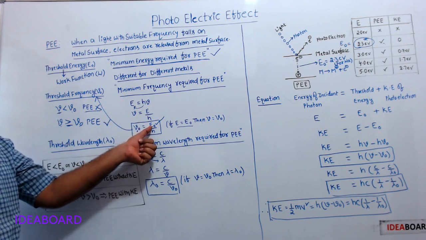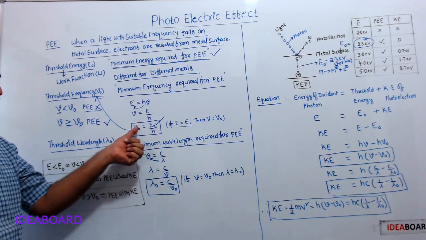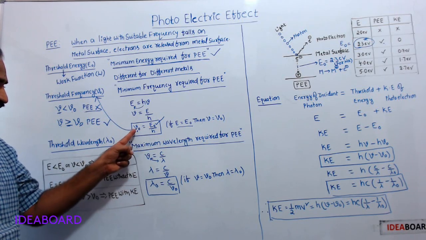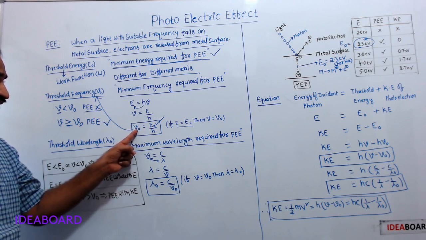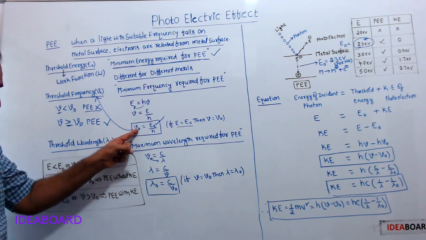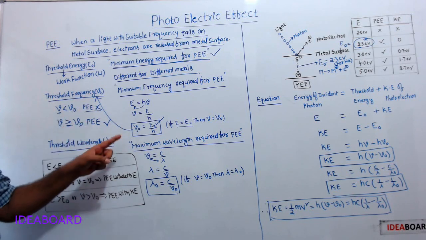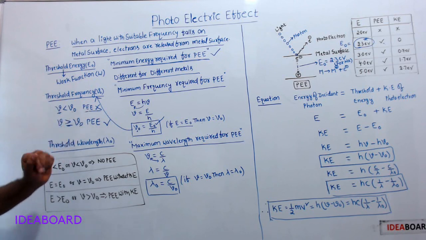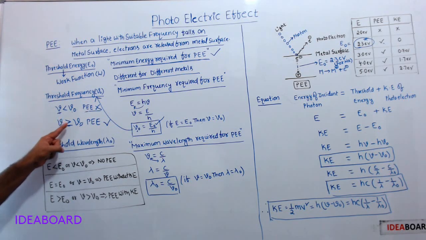E naught is the minimum energy required for the photoelectric effect. So E naught and nu naught are directly proportional. This is the minimum energy required for the photoelectric effect, hence this is the minimum frequency required for the photoelectric effect. If the frequency is less than that, there is no photoelectric effect. If nu is less than nu naught, the photoelectric effect does not take place. If nu is greater than or equal to nu naught, the photoelectric effect takes place.